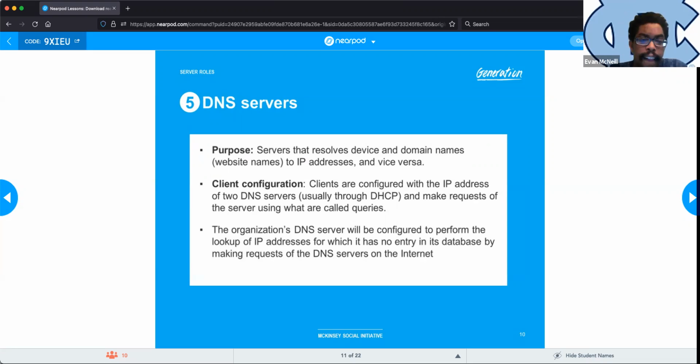DNS servers. Servers that resolve device and domain names, website names to IP addresses and vice versa. Client configuration. Clients are configured with the IP address of two DNS servers, usually through DHCP, and make requests of the server using what are called queries. The organization's DNS servers will be configured to perform the lookup of IP addresses of which it has no entry in its database by making requests of the DNS servers on the internet.